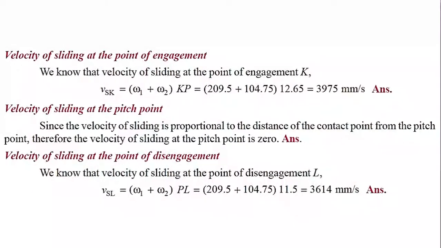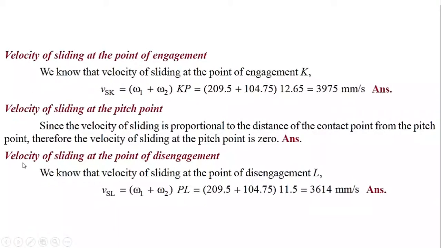The next is the velocity of sliding at the pitch point. At the pitch point, the sliding velocity is always 0, since the velocity of sliding is proportional to the distance of the contact point from the pitch point. Therefore the velocity of sliding at the pitch point is always 0.